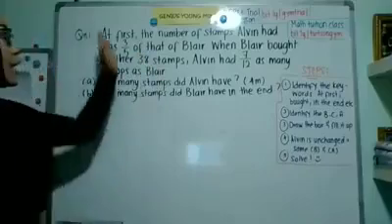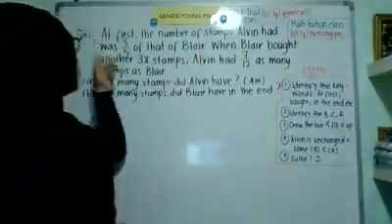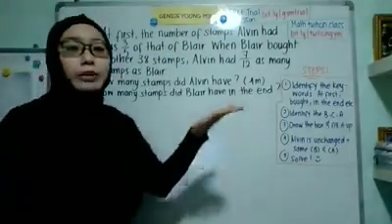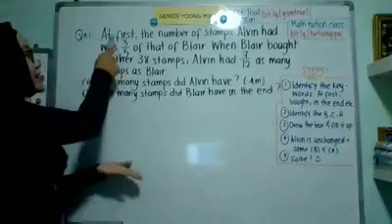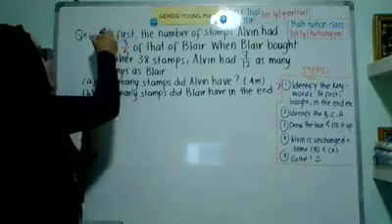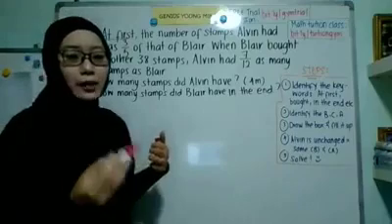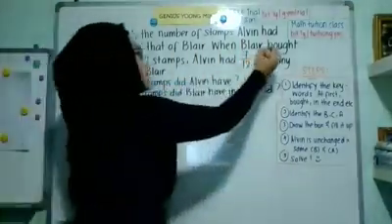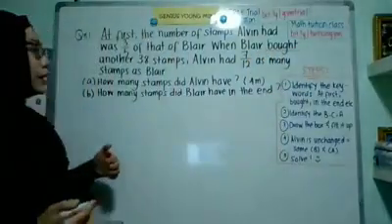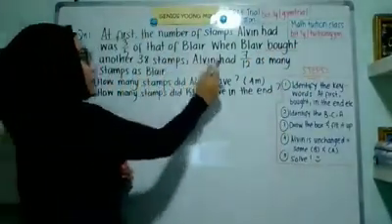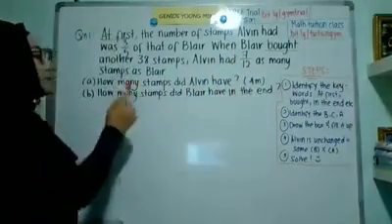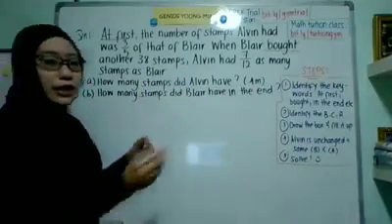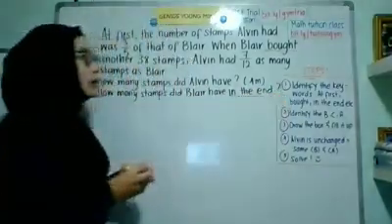When we read the question: at first, the number of stems Alvin had was 3/5 of that of Blair. We know that this question is comparing between two people. And there is this big keyword, at first. When Blair bought another 38 stems, that's another keyword here, bought. Alvin had 7/12 as many stems as Blair. How many stems did Alvin have? How many stems did Blair have in the end? And then I have another keyword, in the end.